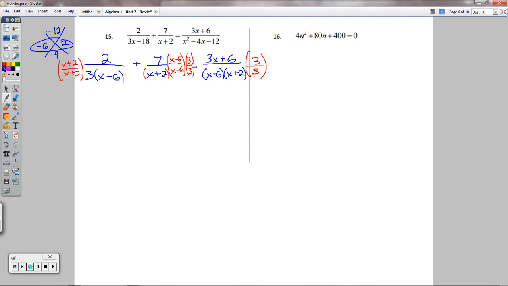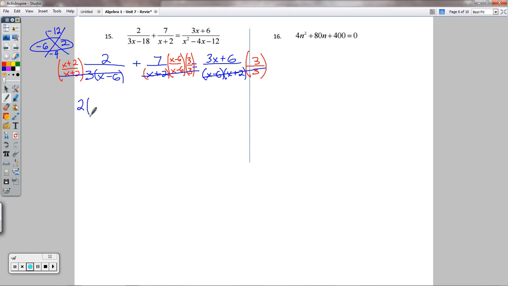So all that said, look here, look here, look here. The denominators now are all the same. It's all 3 times x plus 2 times x minus 6. They're in different orders, but that's okay. So we can cross out all the denominators at that point. Then we're just solving the top. So let's make sense of what's left.